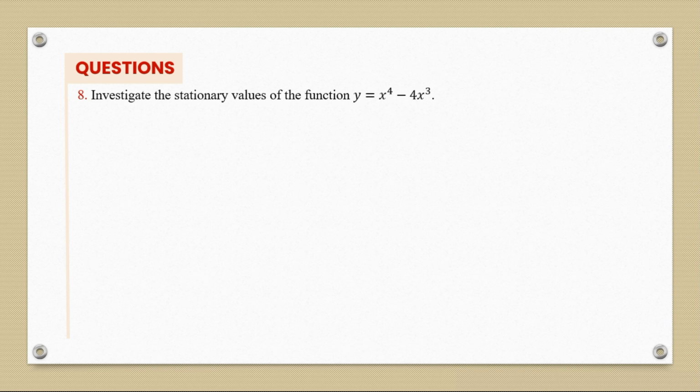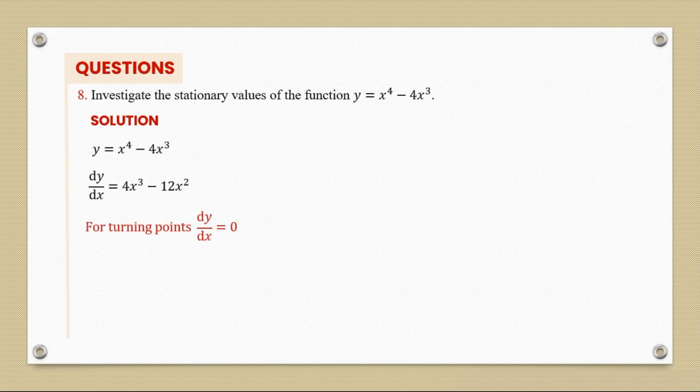Right, so next question is question 8. We're being told to investigate the stationary values of the function y is equal to x to the power 4 minus 4x squared. So this is the function. When I differentiate this, I'll get 4x cubed minus 12x squared. So remember, we're also investigating the stationary value, so we should also draw the tables and investigate the value on the left hand side and the value on the right hand side. For turning points, dy/dx is equal to 0. So equate this to 0, and this is what I'll have.